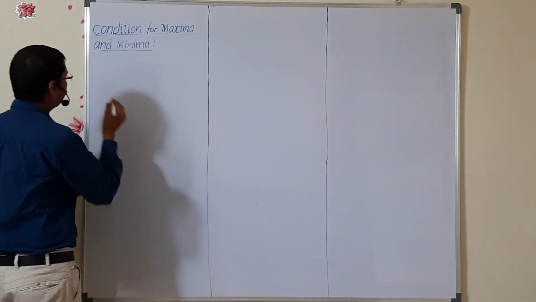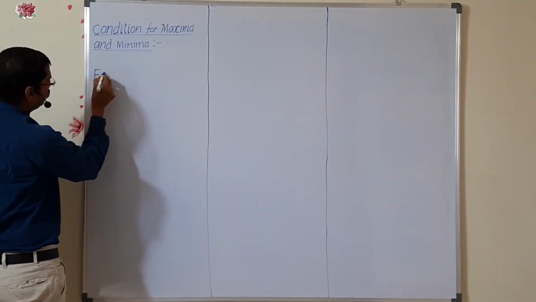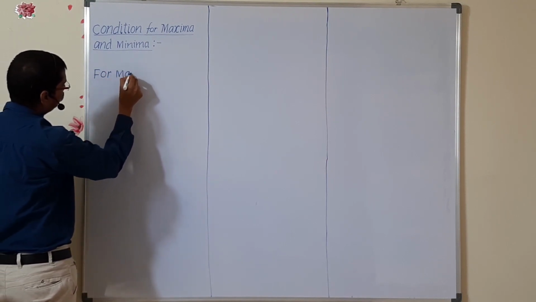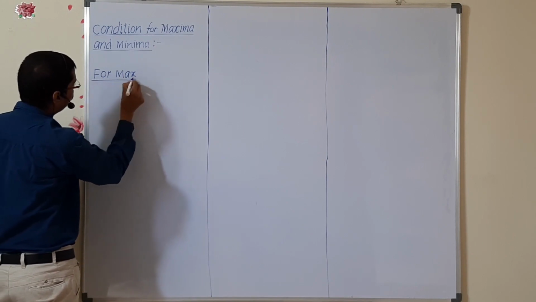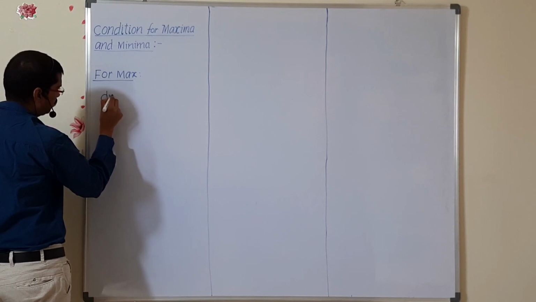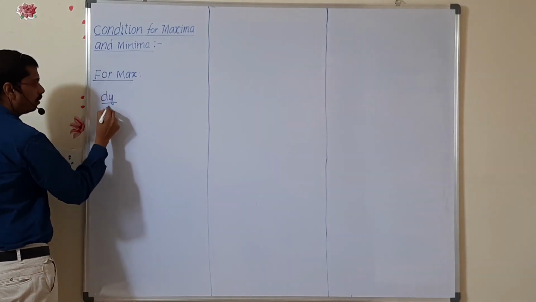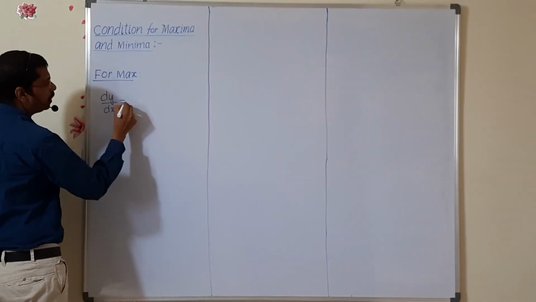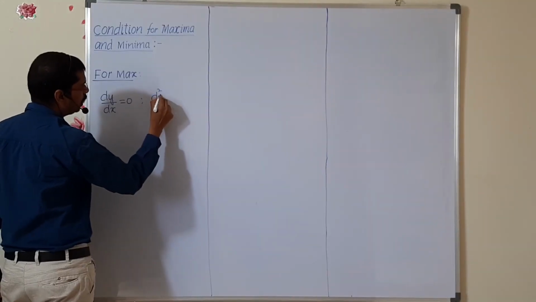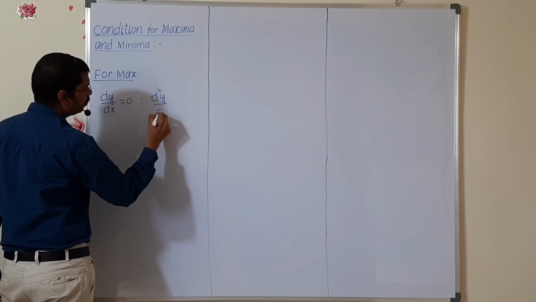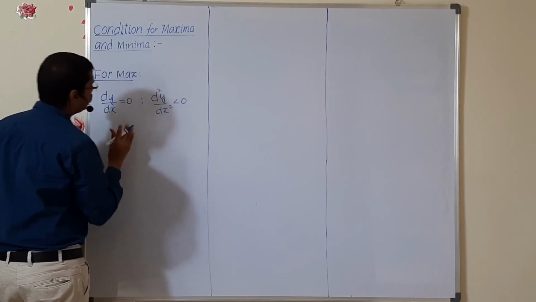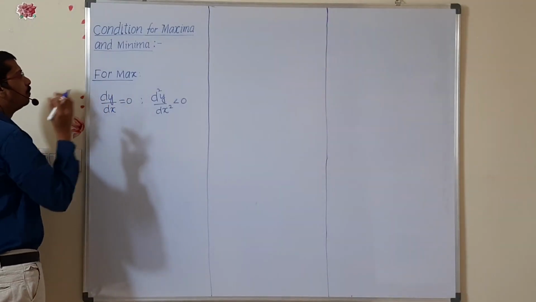The first condition, for maximum. For maximum, what is the condition? First, the first differentiation dy upon dx value is 0, and second, the second differentiation d square y upon dx square is less than 0. This is the condition for maximum.